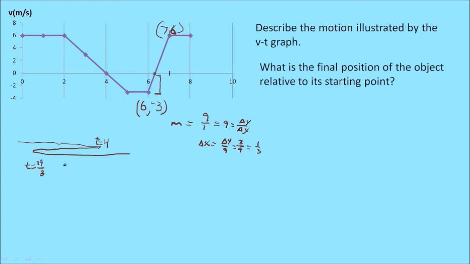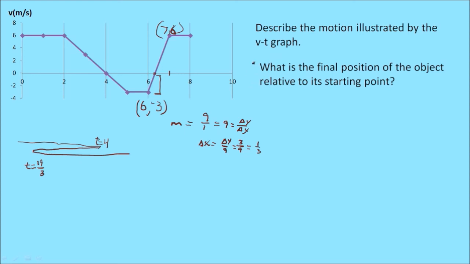Okay? And then, as I mentioned, after that amount of time, now it starts speeding up in the positive direction and then holds at a constant velocity for a while. So that's the description, and it's all one-dimensional motion once again. What's the final position of the object relative to its starting point?